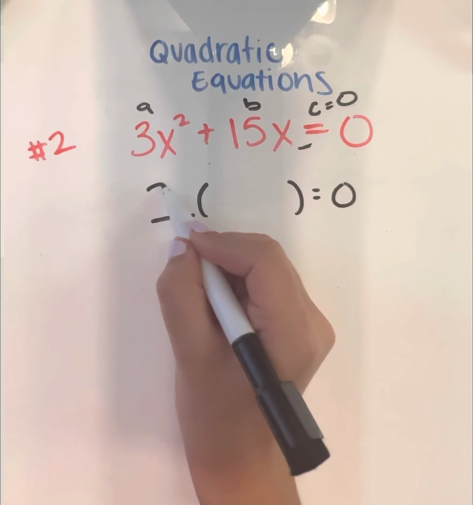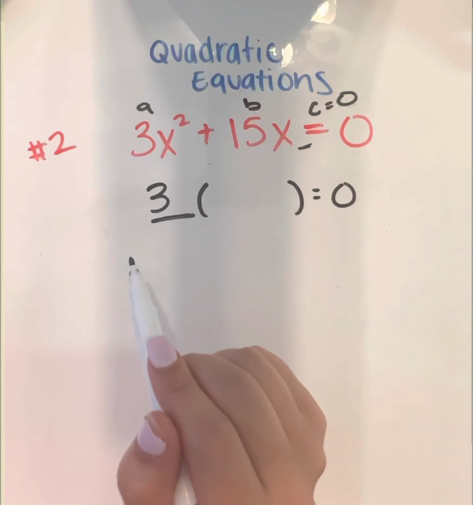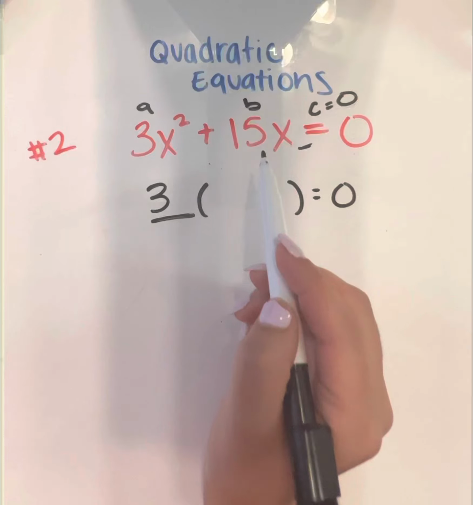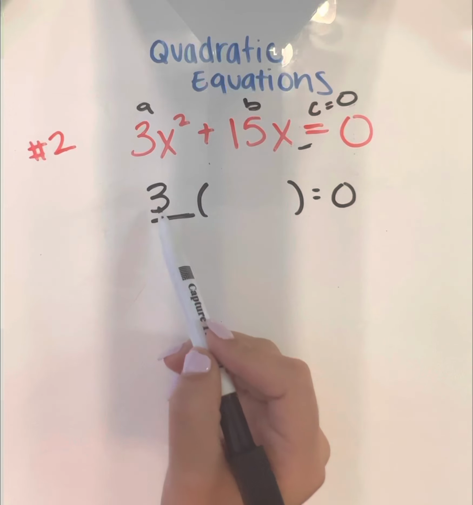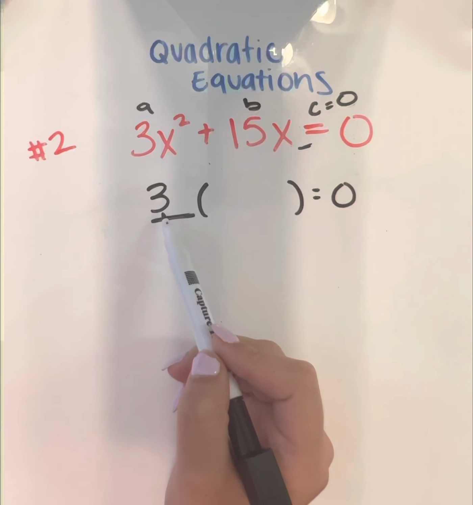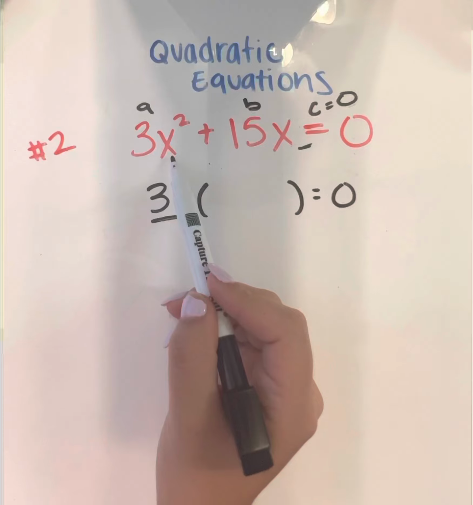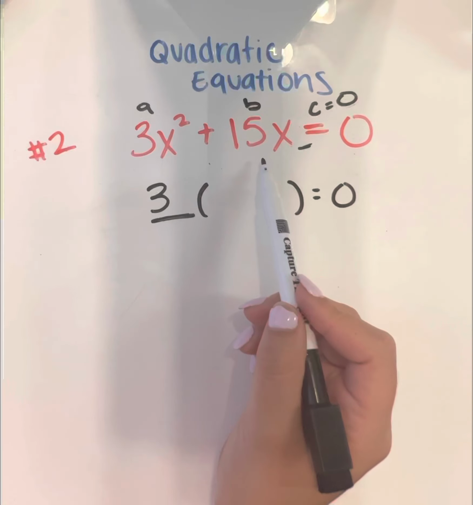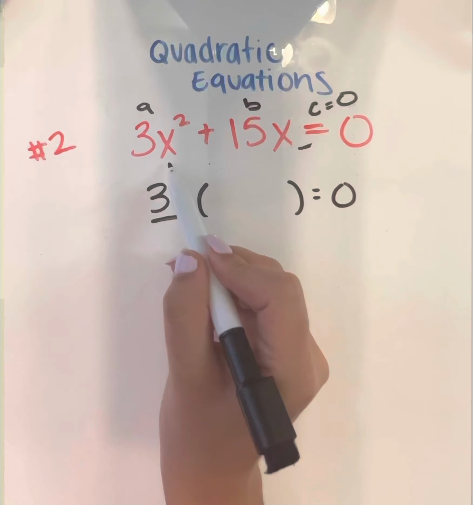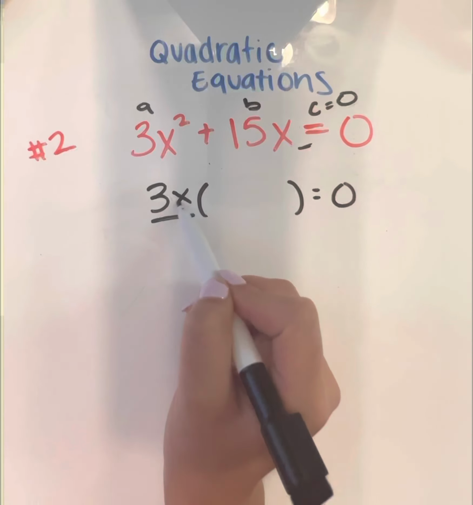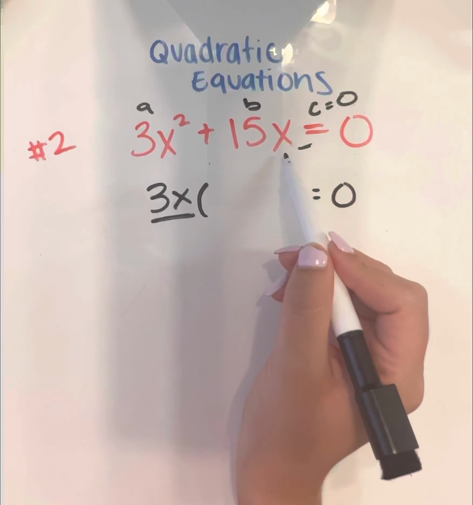So we know that we can factor out a 3 from 3x squared, and we can factor out a 3 from 15x, and it'll just give us 5, right? No. We know that we can factor out a 3 from 3x squared, and we can factor out a 3 from 15x. But there's something else that we can factor out. We can factor out an x, right? And we can factor out an x in here too.